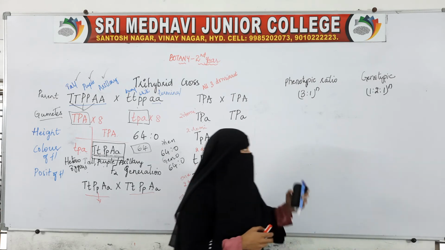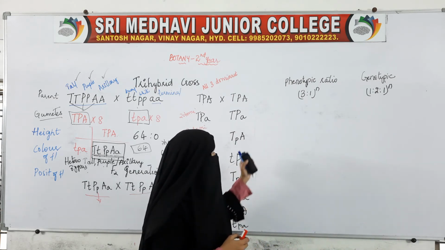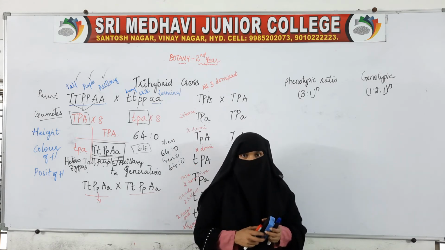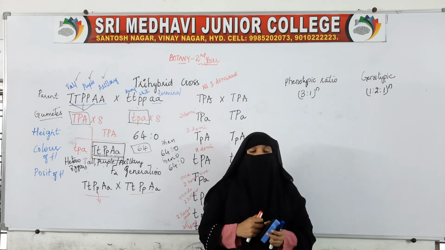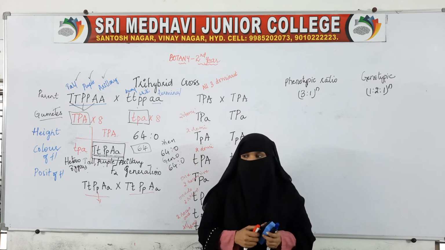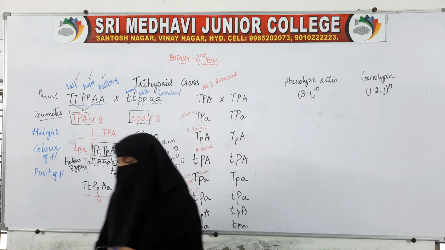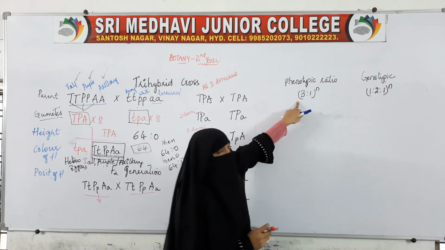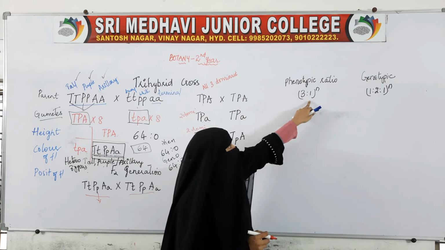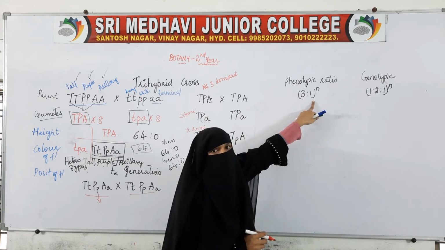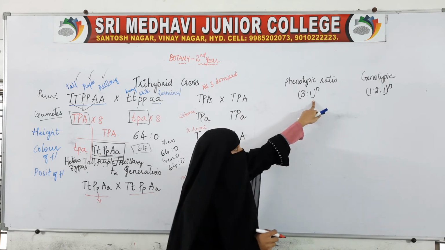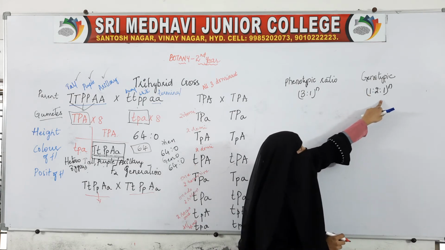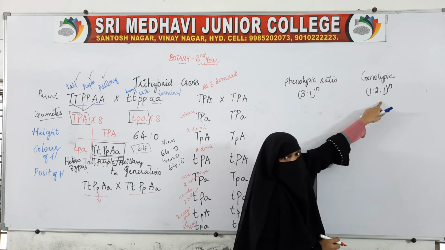So now coming to this, how to calculate the genotypic ratio and the phenotypic ratio, because it is very difficult to calculate over here. So we have a formula to calculate the phenotypic ratio. The formula is 3:1 to the power of n. And to calculate the genotypic ratio, the formula is 1:2:1 to the power of n.